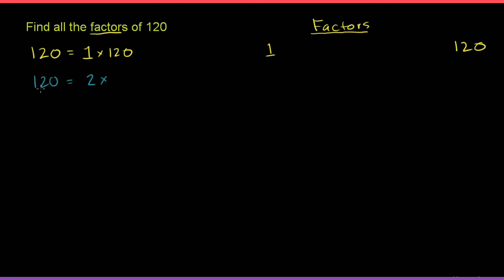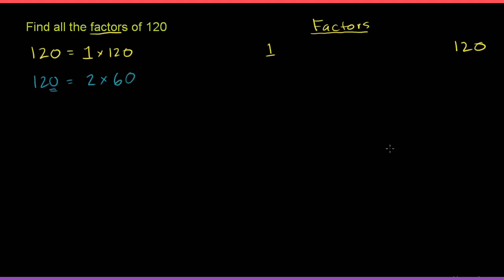Well, when you look here, you maybe immediately recognize that 120 is an even number. Its ones place is a 0. As long as its ones place is a 0, 2, 4, 6, or 8, as long as it's an even number, the whole number is divisible by 2. To figure out what you have to multiply by 2 to get 120, you could think of 120 as 12 times 10. Or another way to think about it, it's 2 times 6 times 10, or 2 times 60.